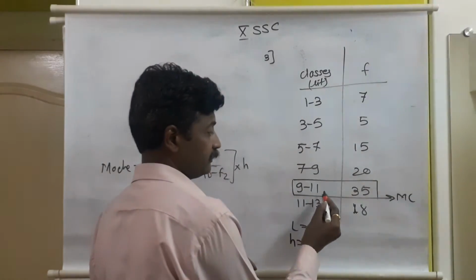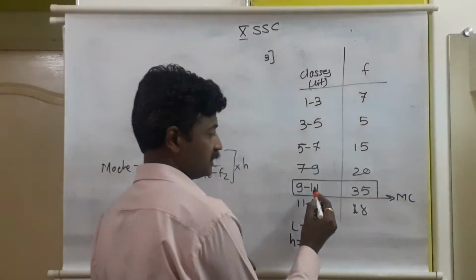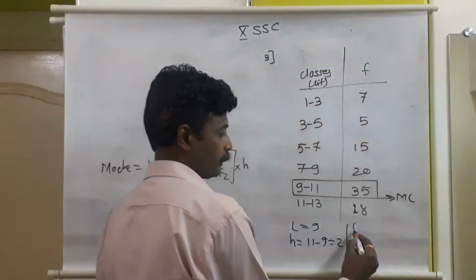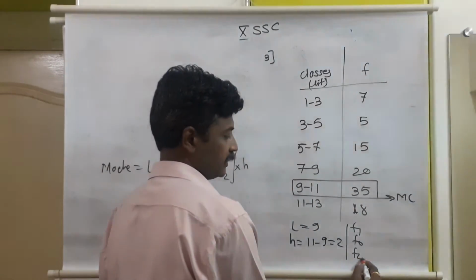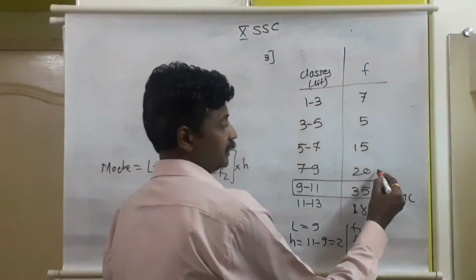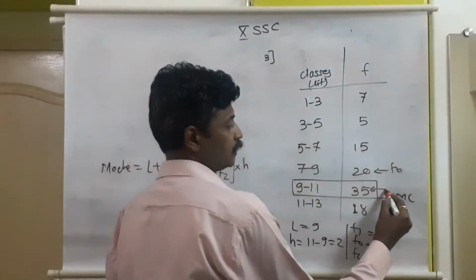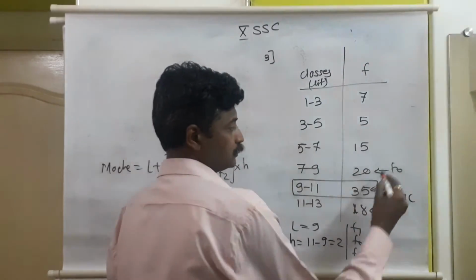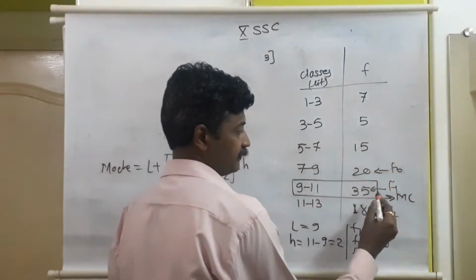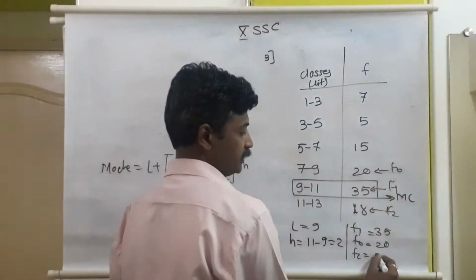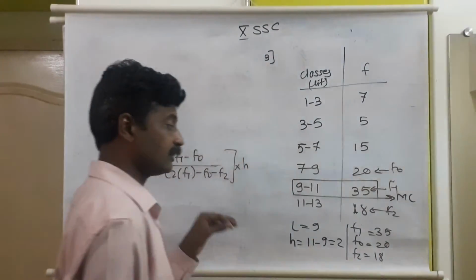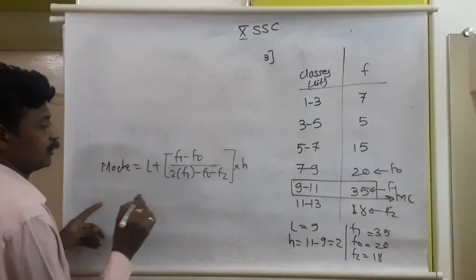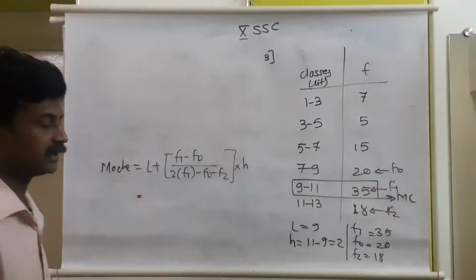H is the difference between upper and lower limit. Upper limit is 11, lower limit is 9, difference is here 2. F1, F0, F2 serially. Previous class F0, model class F1, next class F2. So F0 is 20, F1 is 35, F2 is 18. So all the required values are available with us. We'll just put them in and we'll get the required answer, mode of the milk supplied.